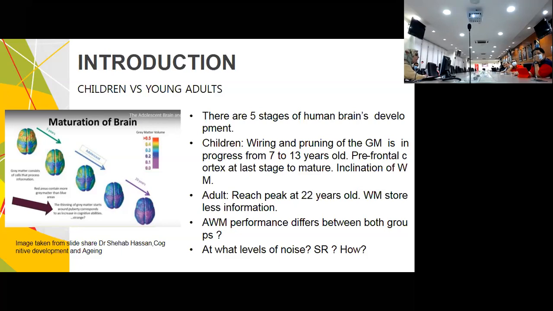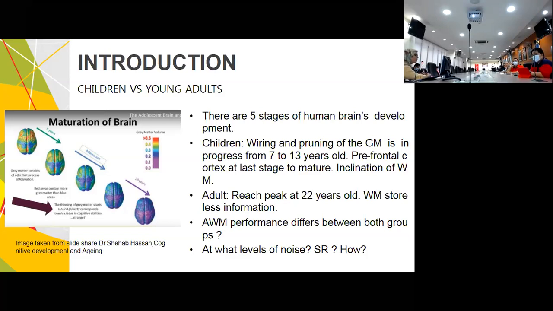It has been reported that children, whose brains are developing, have wiring and pruning of the gray matter, and they have the inclination to process working memory quickly. But in adults, because they are approaching maturity, their gray matter has somehow become stagnant at that point. So it shows that they are already developed.